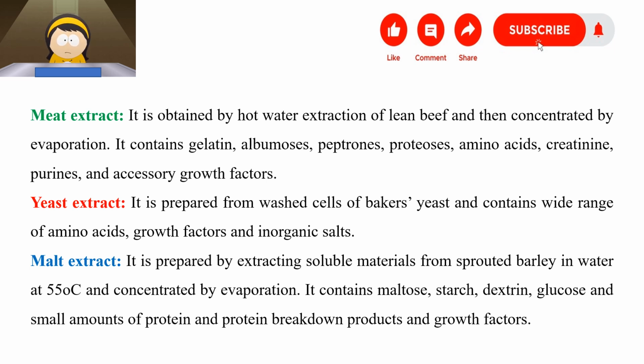Malt extract. It is prepared by extracting soluble materials from sprouted barley in water at 55 degrees Celsius and concentrated by evaporation. It contains maltose, starch, dextrin, glucose and small amounts of protein and protein breakdown products and growth factors.